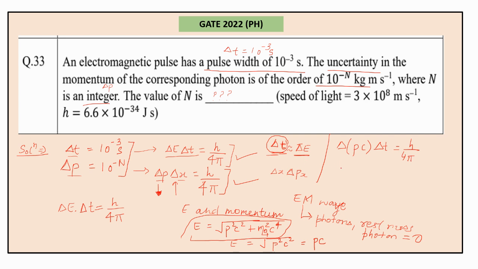Okay, so we are given delta p, we are given 10 raised to the power minus n. C is given, C is 3 into 10 raised to the power 8. Delta T is given to us, how much? 10 raised to the power minus 3. H is 6.6 into 10 raised to the power minus 34, and 4 into 3.14. So can you all calculate it, how much it is coming?